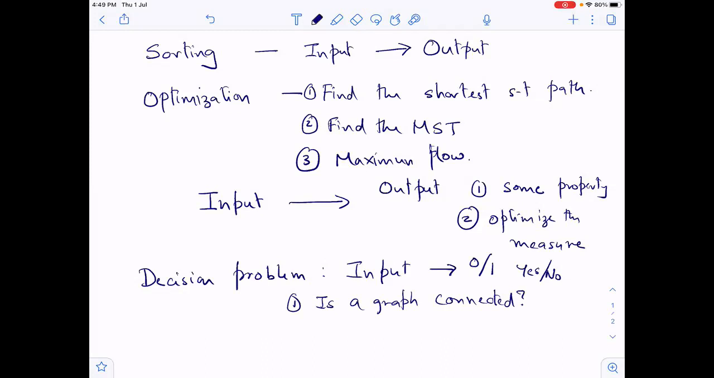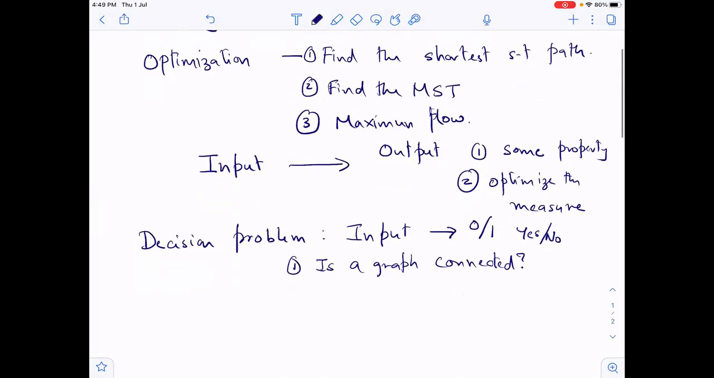But at the same time, many of these optimization problems can also be written as a decision problem. For example, for the shortest path, I can ask you this question: is there an ST path of length less than or equal to t? I give you a parameter t and I ask you, is there an ST path of length less than or equal to t?